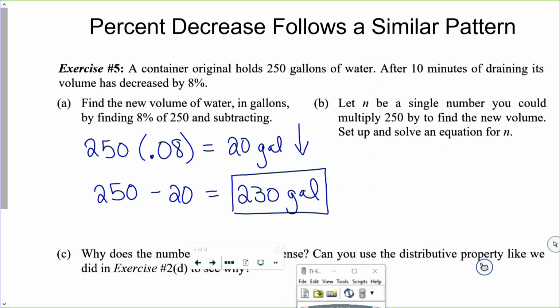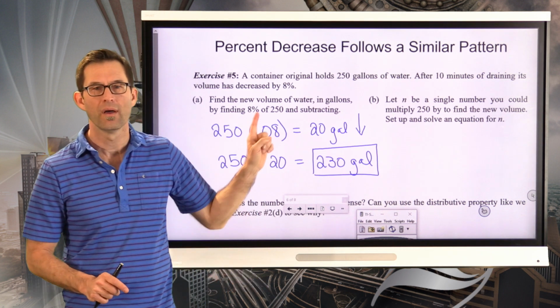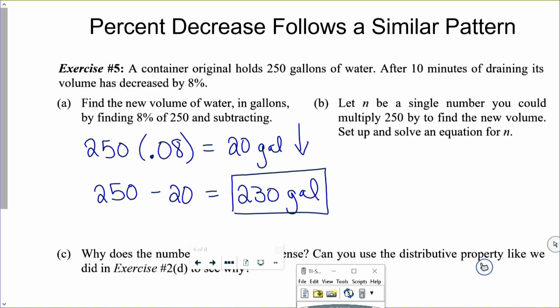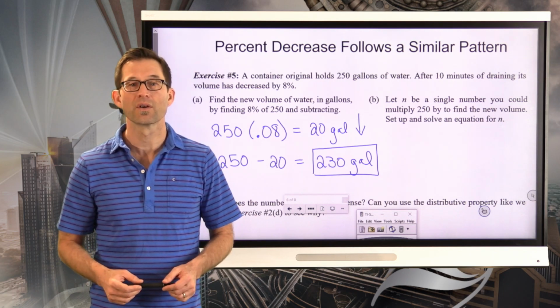Now, just like before, I'd like to be able to do this calculation in one step, not two. So let's take a look at letter B. Let n be a single number you could multiply 250 by to find the new volume. Set up and solve an equation for n. This time, why don't you try it on your own? Go ahead.